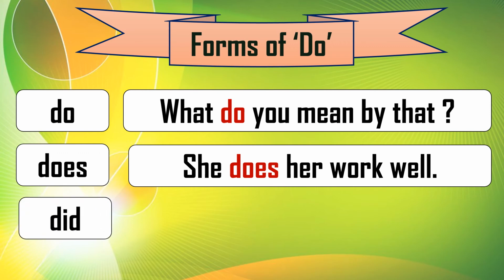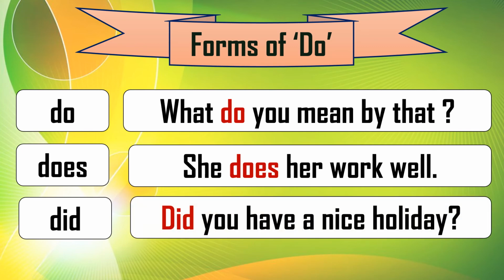Did. Did you have a nice holiday? So some questions, some statements we have framed with the forms of do as auxiliary verb. You can see we have framed sentences in all the tenses. So as we have seen earlier, it states the tense of that sentence or tense of that verb.